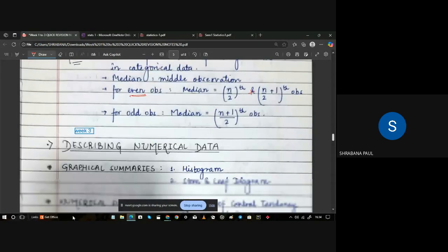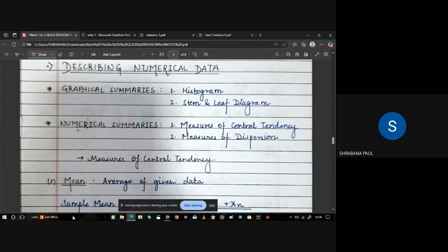Okay. Others are free to tell. It is your exam, everyone's. You can unmute also, everyone. Please unmute, and if you have any kind of doubts, you can unmute and say.